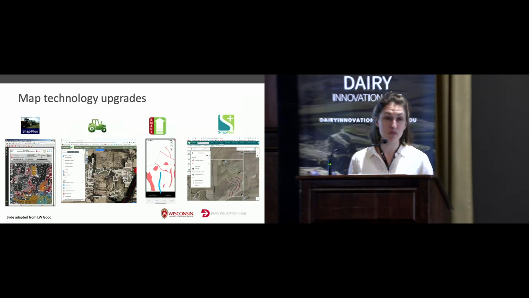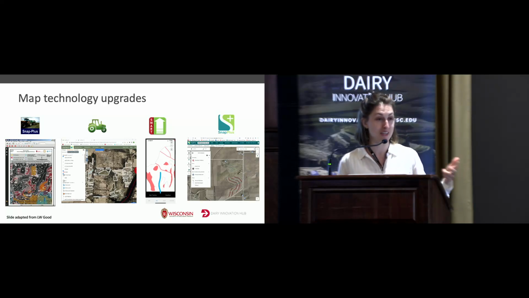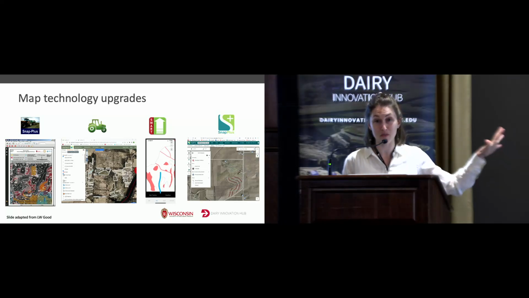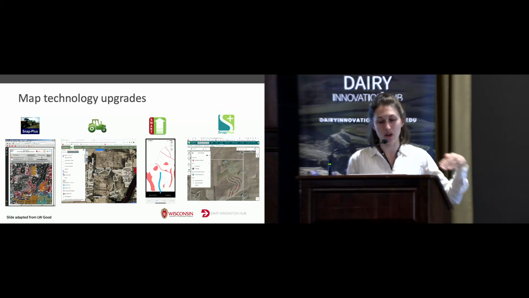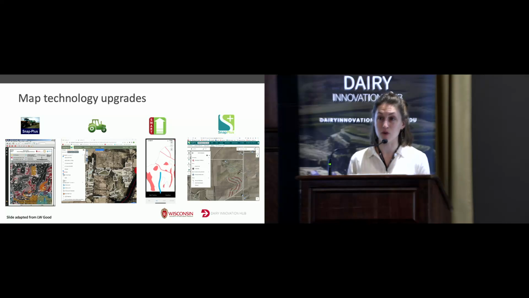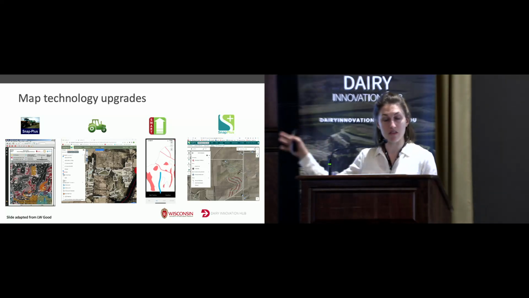So in addition to our move to the web, another one of the big updates and improvements we've been able to make with SnapPlus has to do with the evolution of map technology and geospatial technology. So we evolved from the earliest days of when Web Soil Survey first became available in 2005 to working with an online GIS interface for users. We received some Dairy Innovation Hub funding for a mobile app related to manure application, and now we have a fully integrated mapping part of our new web app.